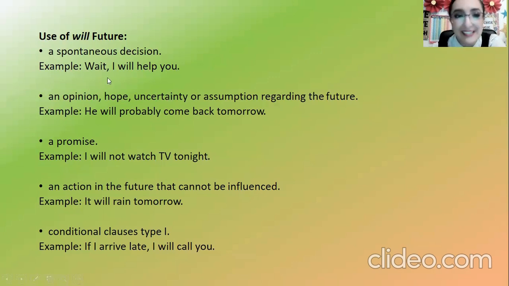Here you have your example. Wait, I will help you to do that. Don't worry. Oh, something that I am deciding in this moment.